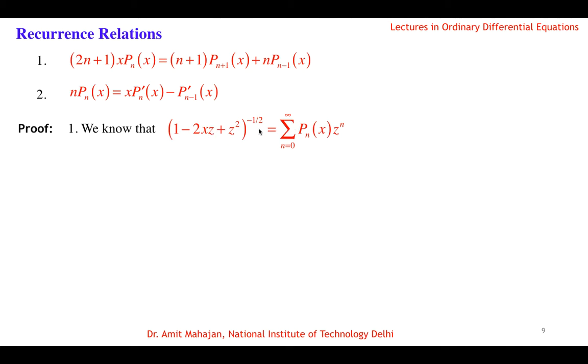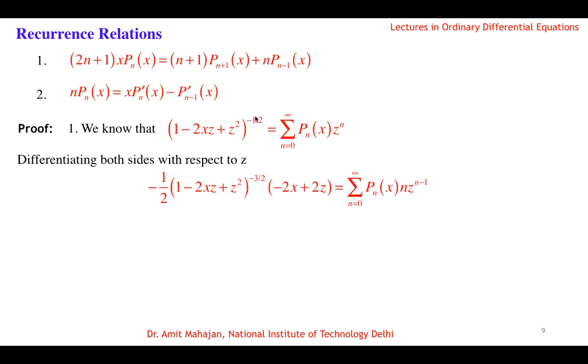Let us differentiate this equation with respect to z. Once we differentiate, it is minus half into the whole raised to power minus 3 by 2, into the derivative of the inner part with z, so it is minus 2x plus 2z. The minus half can cancel out, it will become x minus z, and this power minus half can be substituted back from here. One power will go to the other side, which is written here.